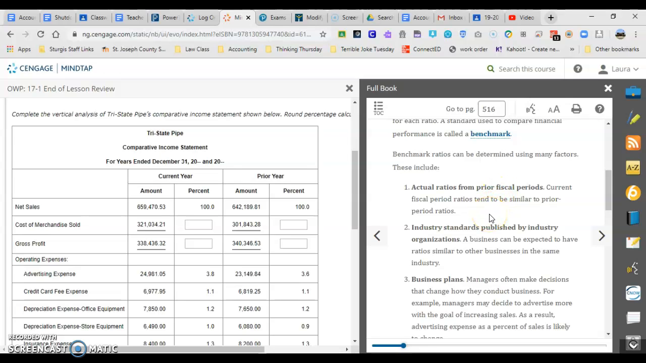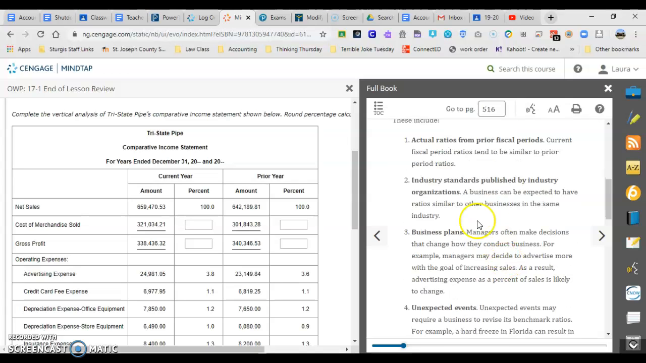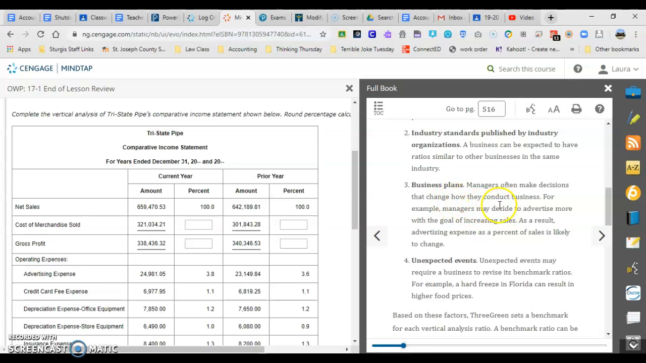Usually a business might say, oh, I've increased 5% over last April. If you're comparing April to April, you'll say, last April I was doing this percentage. So it can be from prior fiscal periods. Industry standards: you can look at the industry standard and say, in this industry, maybe the furniture industry, this is the industry standard for my cost of goods sold. You can also look at your business plans.